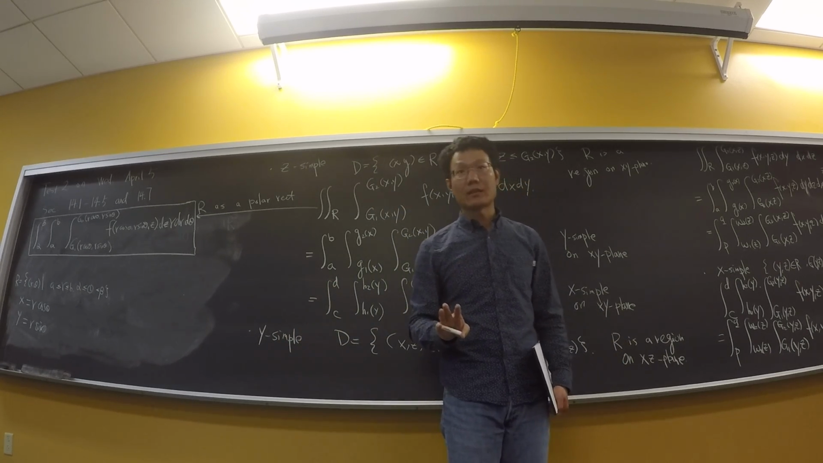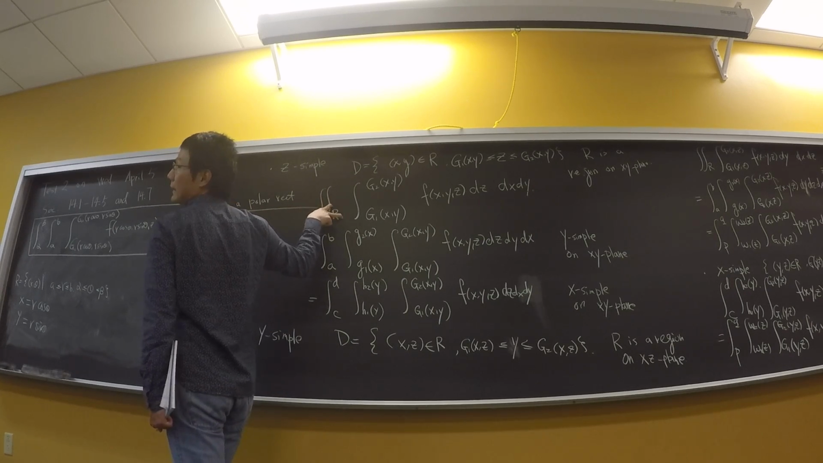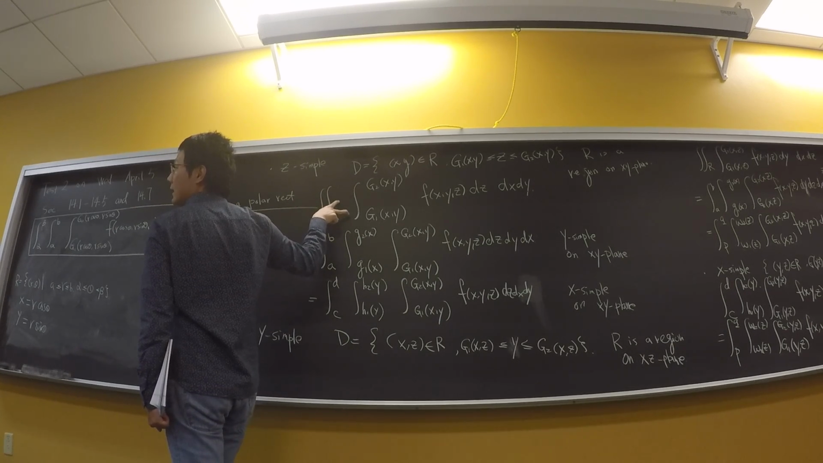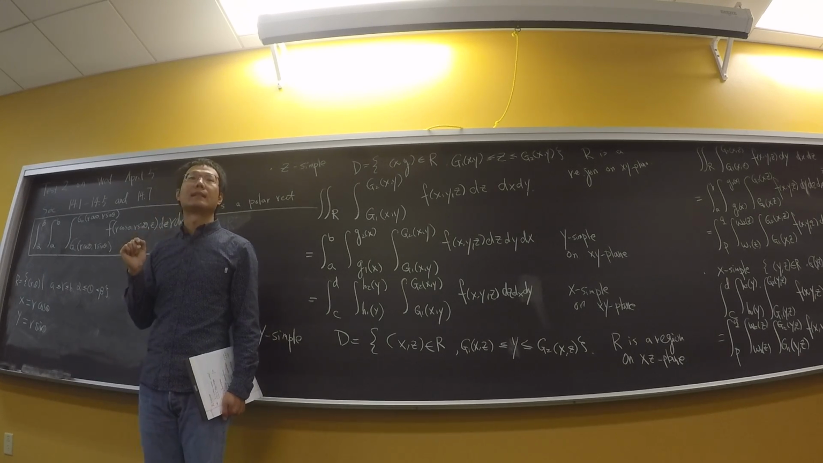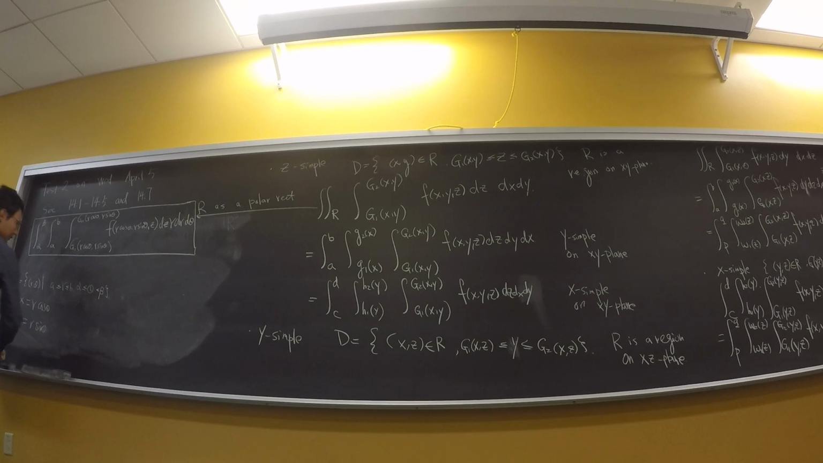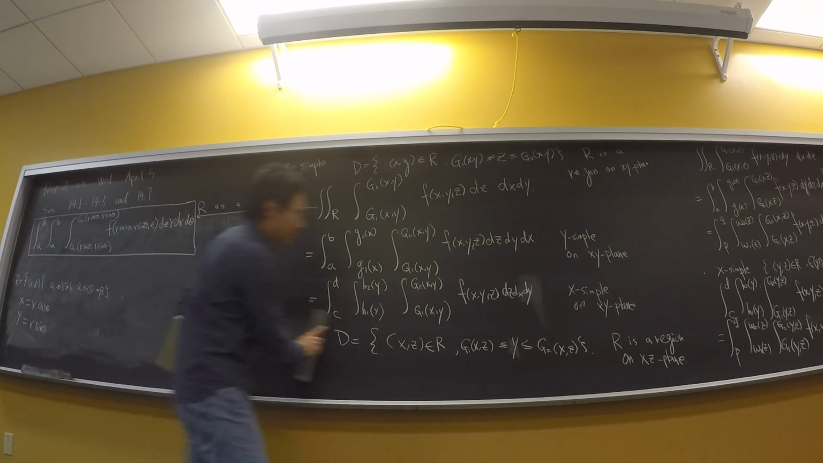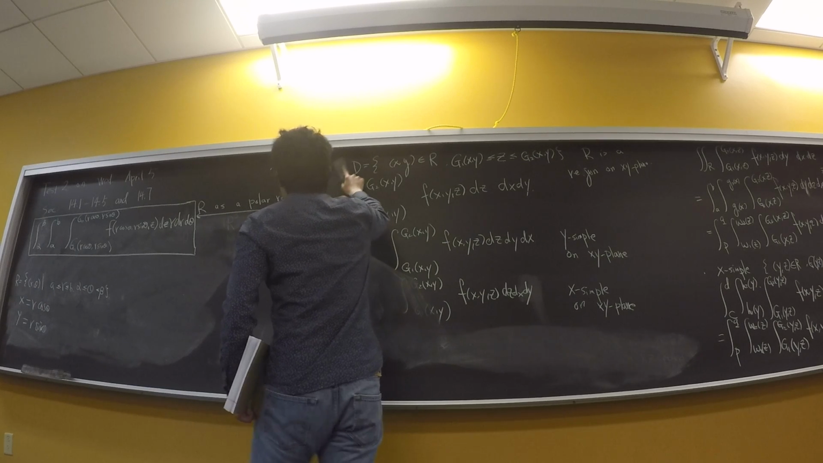Okay, but to make it simple, I'm only going to look at this case and identify it as z simple in the space, polar on the plane. Okay, polar on the plane. And this formula seems a little scary, but in application, it's really quite straightforward.